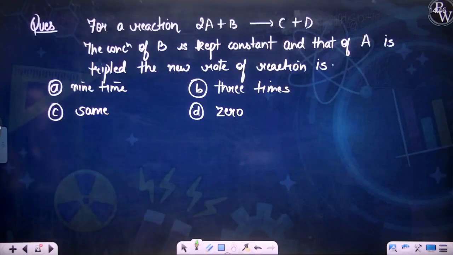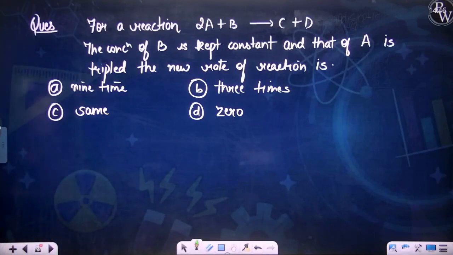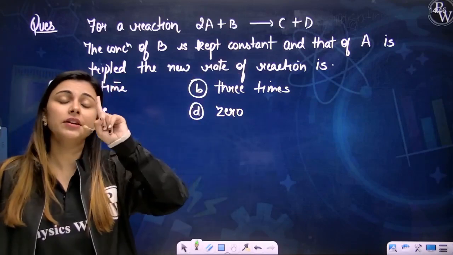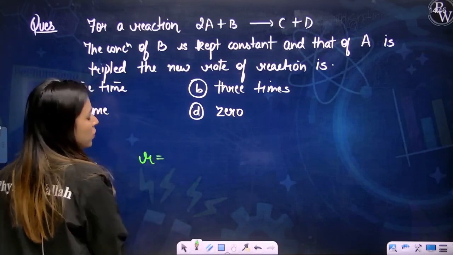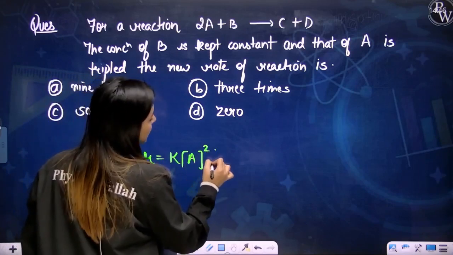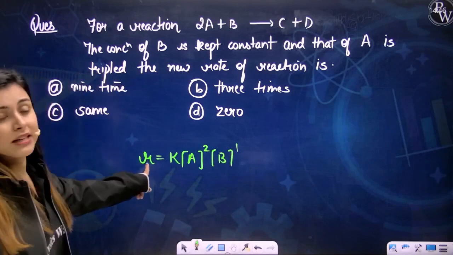Let's move forward to the next question. The question says that for a reaction 2A plus B gives you C plus D, the concentration of B is kept constant. Since it is given as one single reaction, we'll consider it an elementary reaction. And since it is an elementary reaction, order will be equal to molecularity. So the rate would be equal to K times A raised to the power 2 and B raised to the power 1. This is the initial rate.